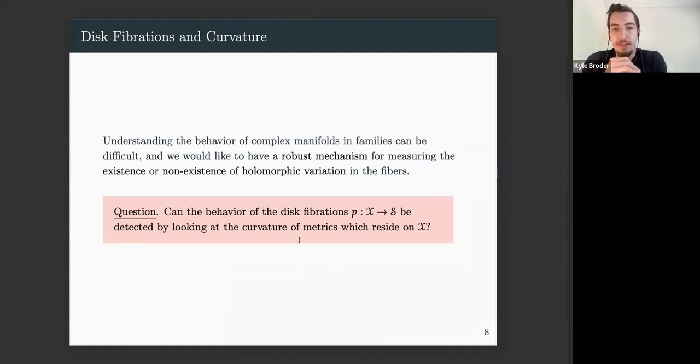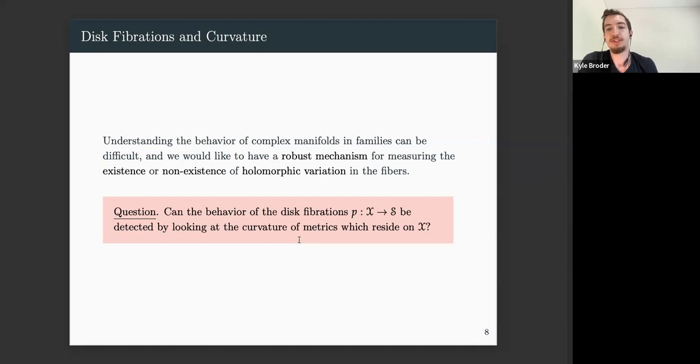Now, understanding this behavior of complex manifolds and their deformations is non-trivial. It's a non-trivial area of mathematics, and it's very difficult even within that field to have a robust mechanism for generating examples and non-examples where the deformation is trivial or non-trivial. This measurement of deformations of a complex structure or of a complex manifold, there isn't a robust mechanism for checking that. And so it would be fruitful to understand this behavior through something like curvature.